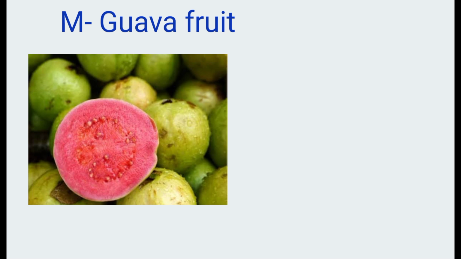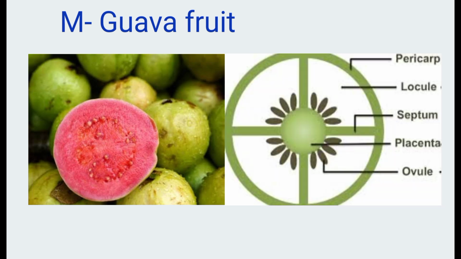Placentation in guava is axial placentation. The seeds are attached to the central axis of the ovary, which is divided into multiple chambers, locules. In guava, axial placentation allows for multiple seeds to develop within the fruit.